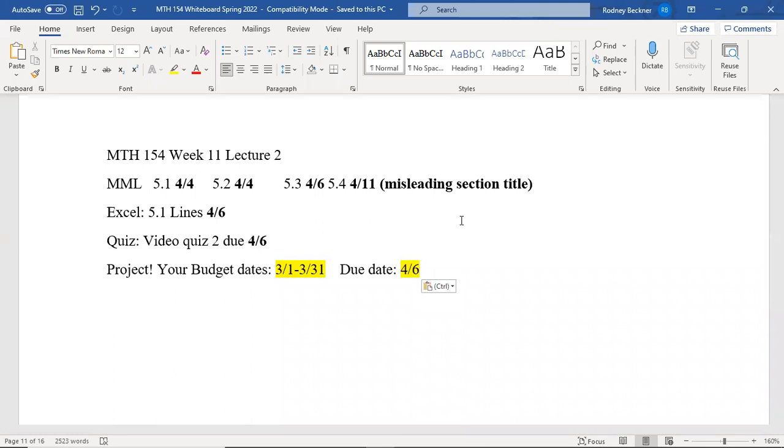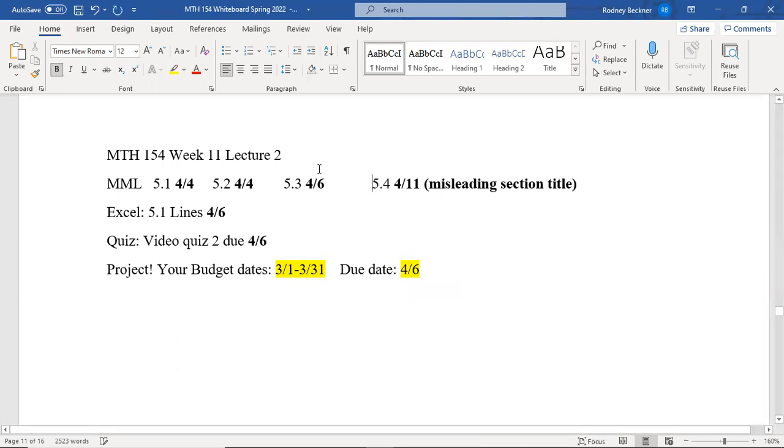Going to go over the usual whiteboard stuff. Something looks a little off. Oh, there's no space there. That's why. There we go. That looks better. Going to go over the due dates and then get into a new section, 5.4.